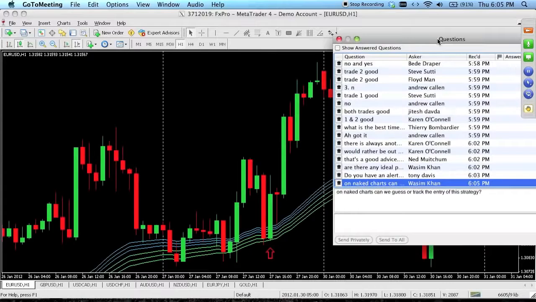On naked charts, can we guess or track the entry of this strategy? No, you will not be able to. You need the MAs on this.